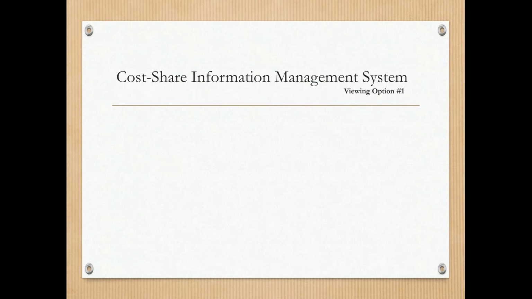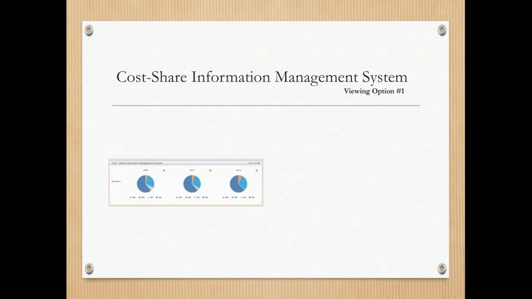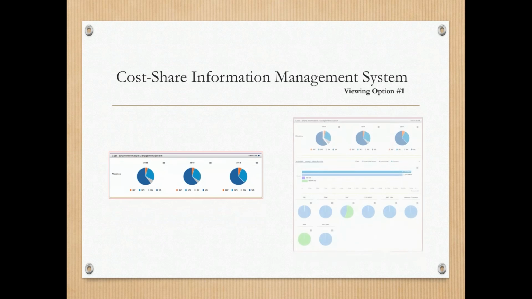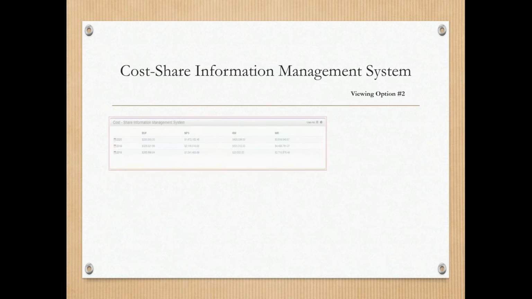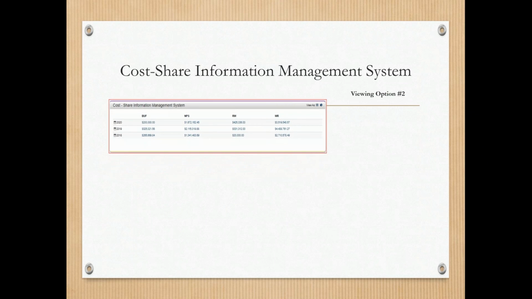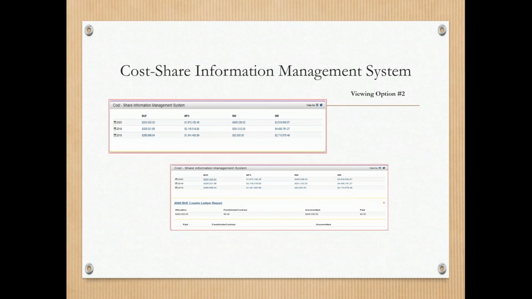Down at the bottom of the home screen is our cost share viewing options. There are two different ways you can look at it. For people that like pie charts, this is great. This has breakdowns of NPS, water resources. You can click on different areas in the pie charts, and it tells you dollars within each program for the different fiscal years. Option number 2 is for people who like bar graphs. It's the same information, just in a different form.